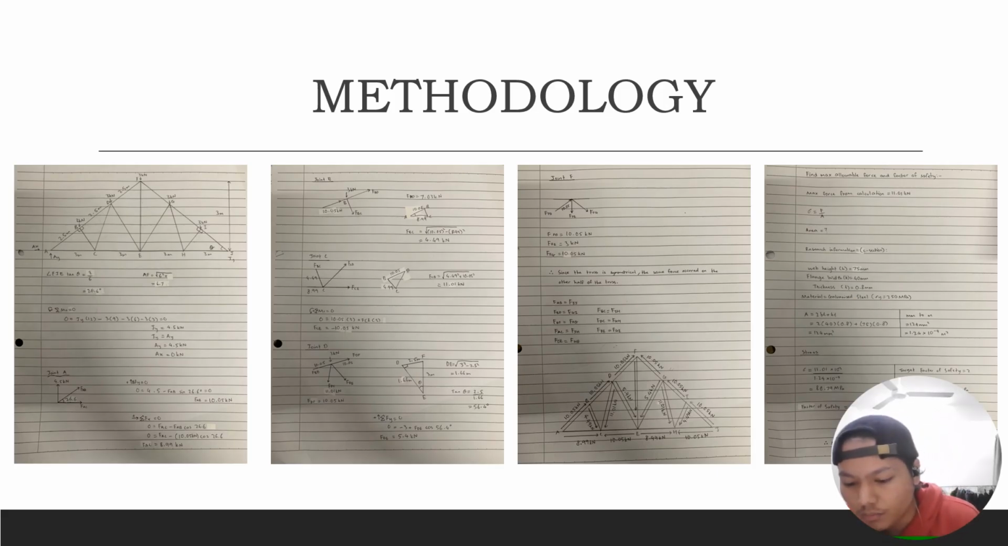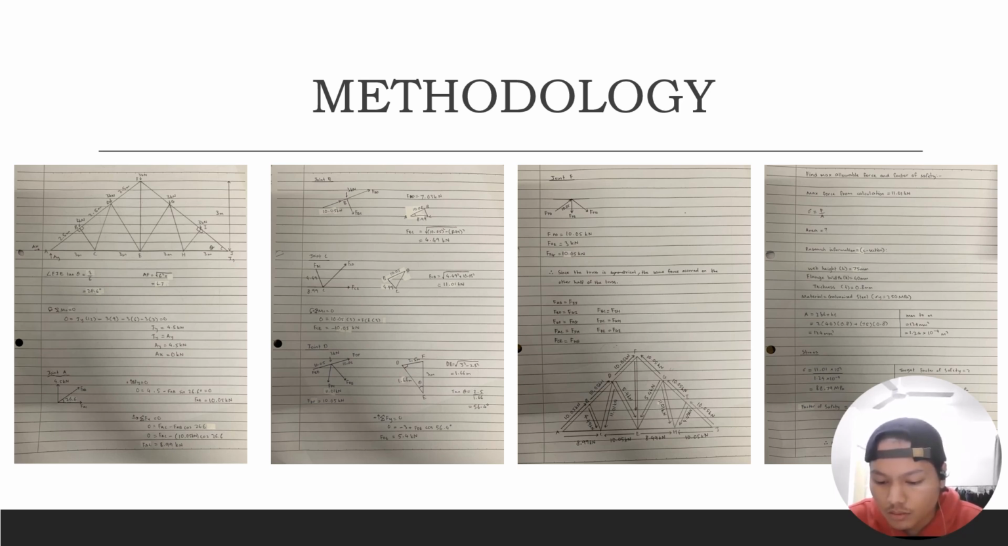Alright, for the methodology, the first thing we did was calculate all the forces on the joints and moments for joint A, joint B, joint C, joint D, and joint F. After that, we concluded that since the truss is symmetrical, the same force occurred on the other half of the truss. The last thing we did is find the max allowable force and factor of safety. The max force from the calculation is 11.01 kilonewton.